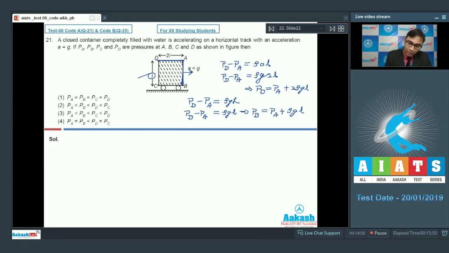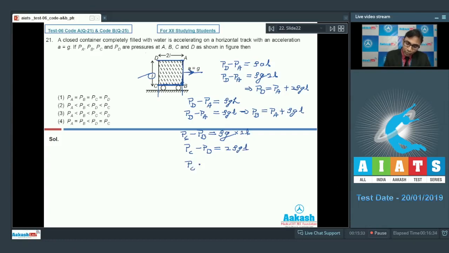Again, since B and C are at the same horizontal level, but the container is accelerated horizontally, we can say that the pressure at C minus pressure at B will be equal to rho into a into the distance. That means rho into a is how much? g, and the distance is again 2L. So the pressure at C minus pressure at B will be equal to 2 rho gL.